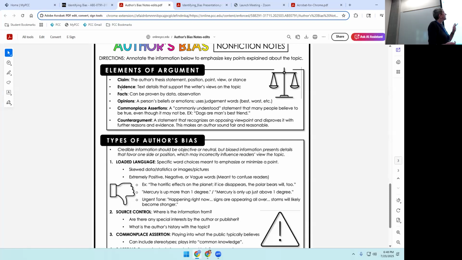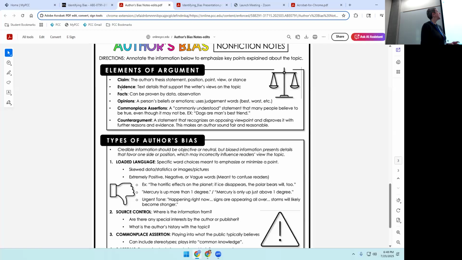And stories that just make assumptions about people understanding, like a commonly understood statement, it's a little dangerous, like dogs are man's best friend. That's just making an assumption and trying to get us all to agree or be on the same page about something.